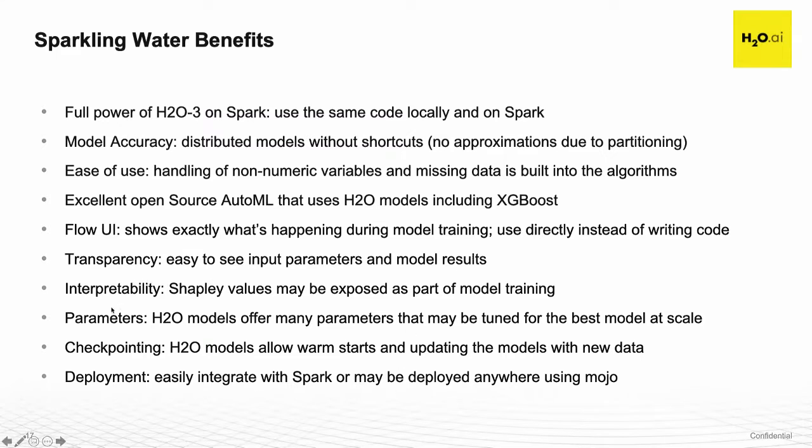We also have built-in interpretability, so we can expose Shapley values, for example. Shapley values are a very famous way to look at model interpretability and see how each feature contributes to model performance. So Shapley values may be turned on and exposed as you train the model. So in a one-shot, basically, you create the model. You can also give the Shapley values alongside.